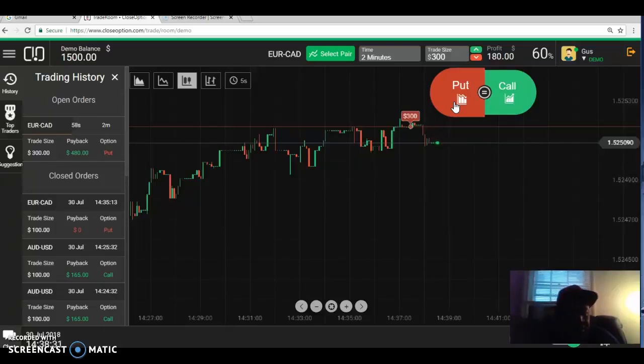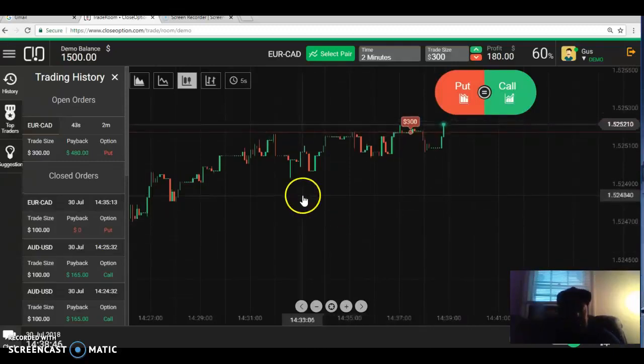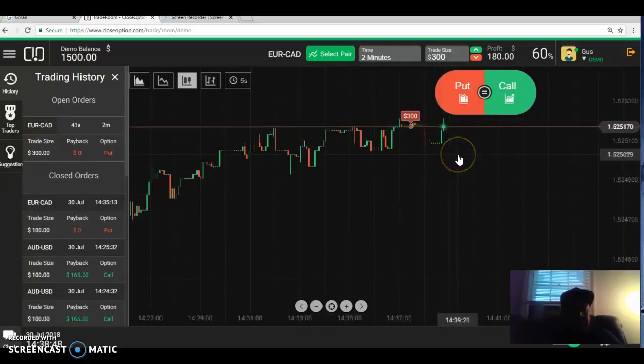And this trade right here, we've got 5:55 seconds left. As you can see here, I lost that $100 trade, the Euro Canadian dollar trade. So I hit another $300 trade. We're gonna see how this trade develops.